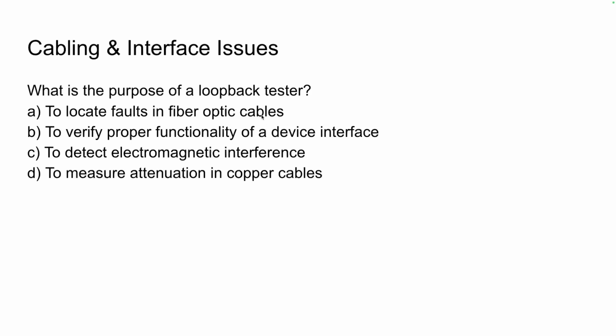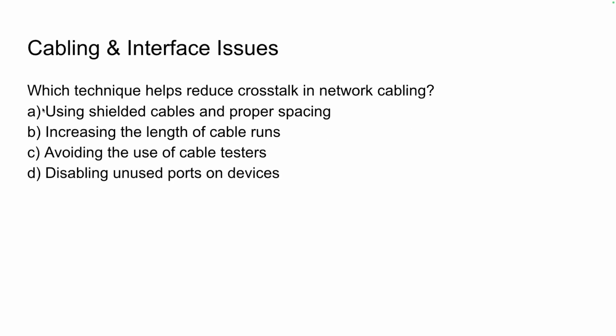To locate faults in fiber optic cables, that would be the optical reflectometer. To verify proper functionality of a device interface, I believe that was close. To detect electromagnetic interference, to measure attenuation in copper cables. So it's not A, it's not D, and it's not C. The only thing it would be is to verify the functionality of a device interface by actually testing the loopback.